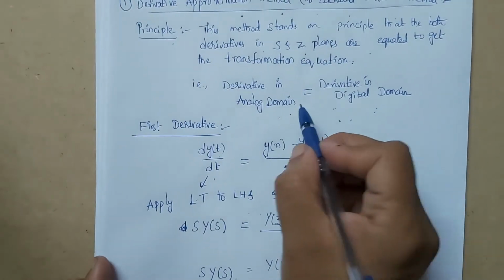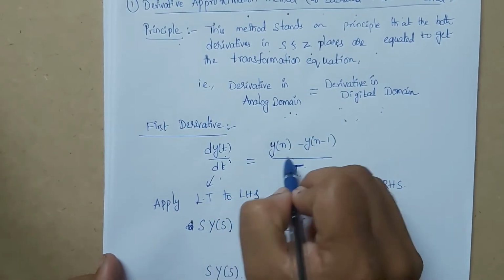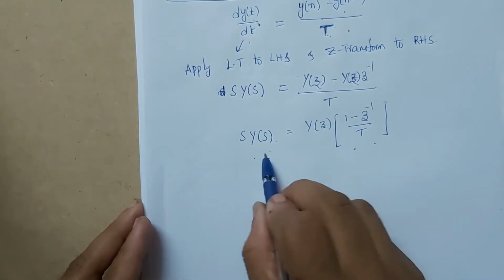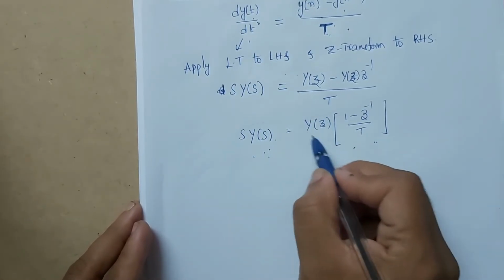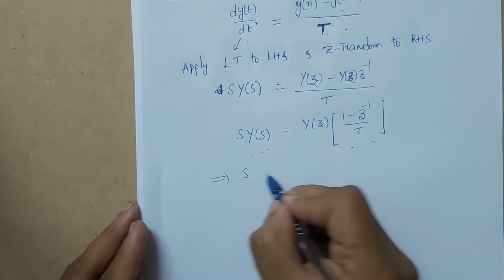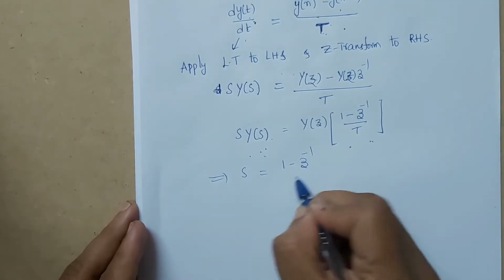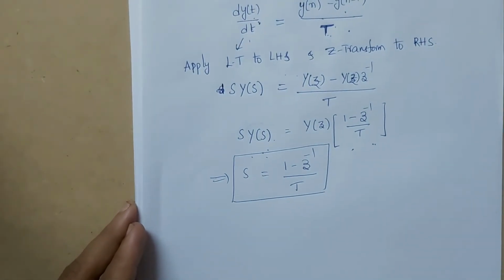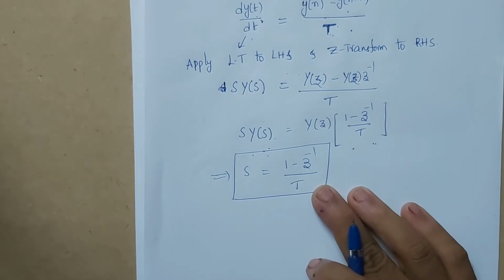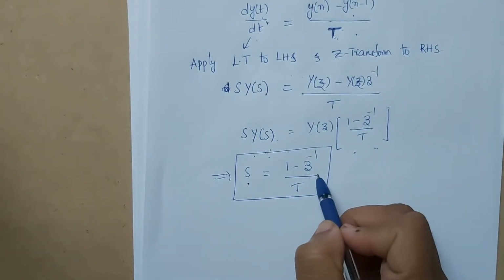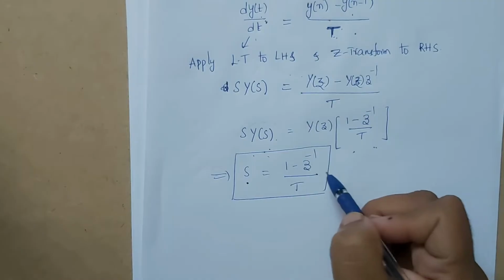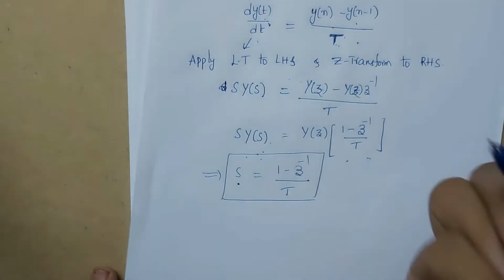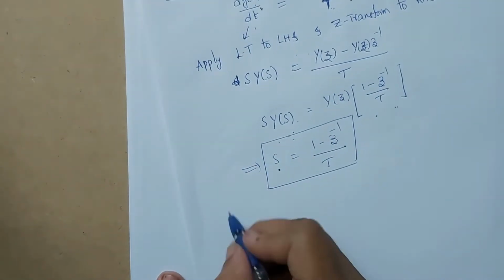As we have equated these in the time domain, in the frequency domain also we have to equate these two. So if you eliminate the y of s and y of z terms, that implies s is equal to 1 minus z inverse by t. Like this we can get our relationship between s and z. The method has not ended even though the relationship has been achieved, and we have to check for another s value also.